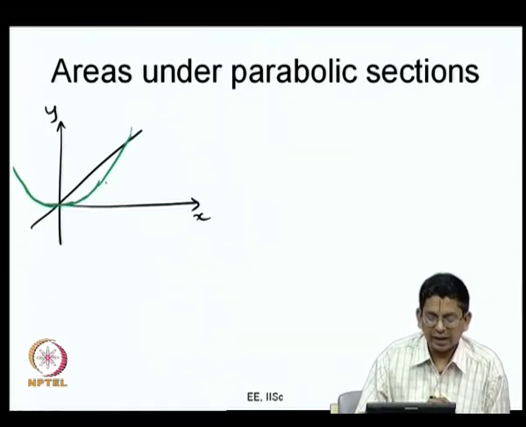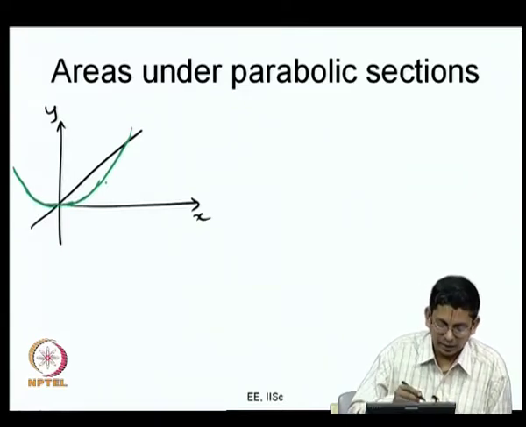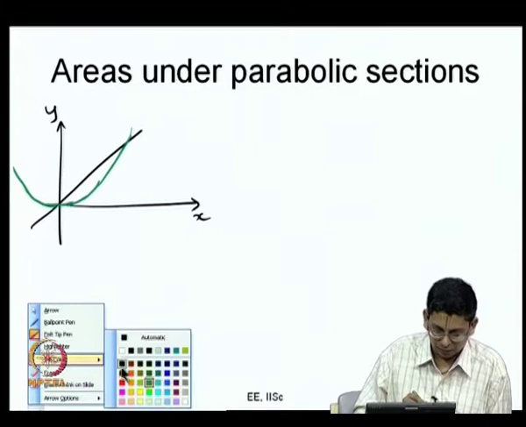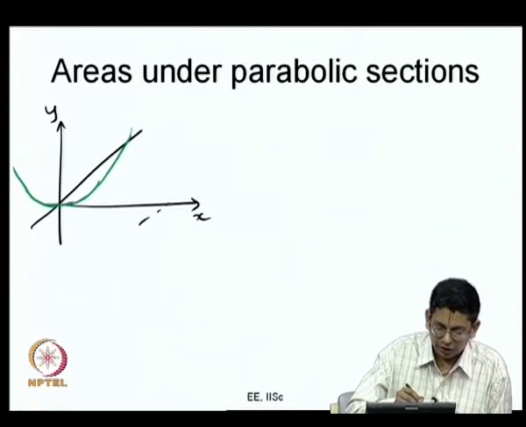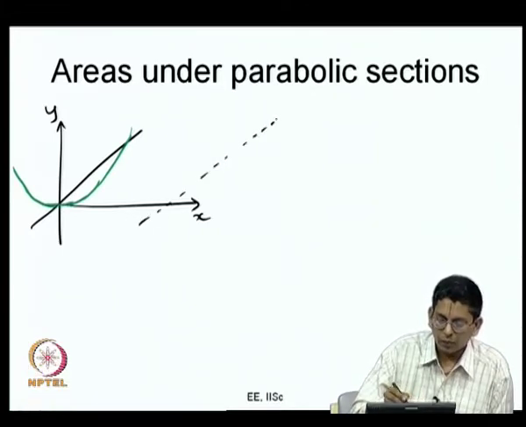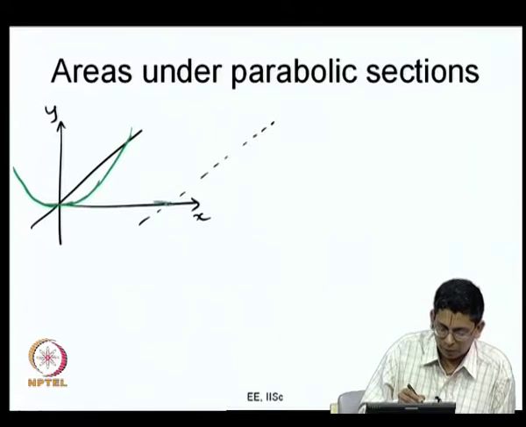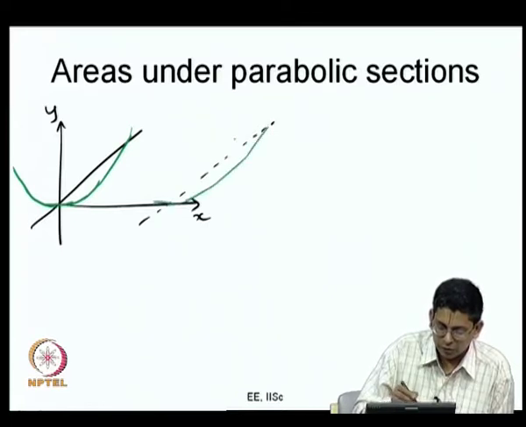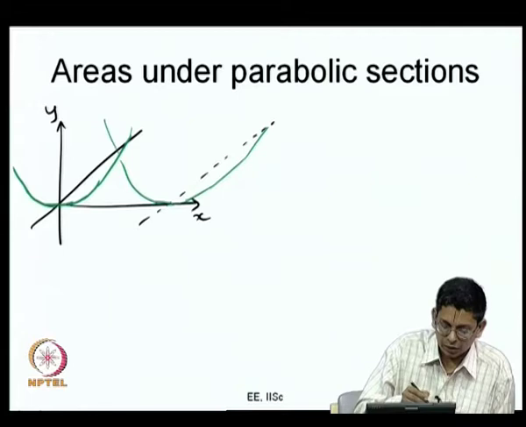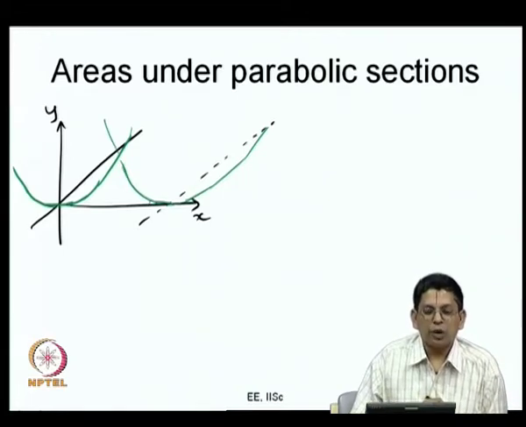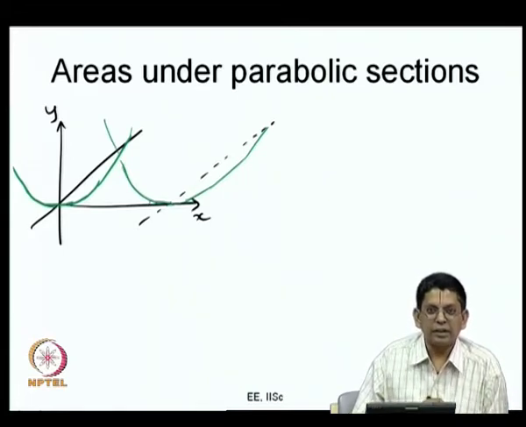Instead, let us say I take a different straight line, that straight line let us say passes here. This is the different straight line. If I square this, what will happen? I will once again get a parabola, but that parabola will be something like this. So, what we are looking at is the area under the parabola.